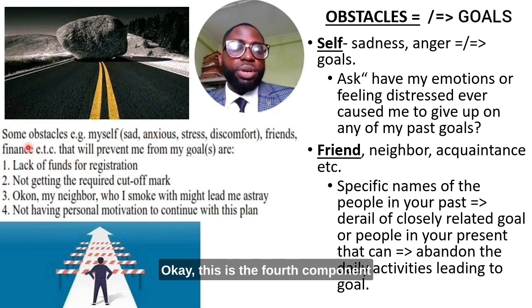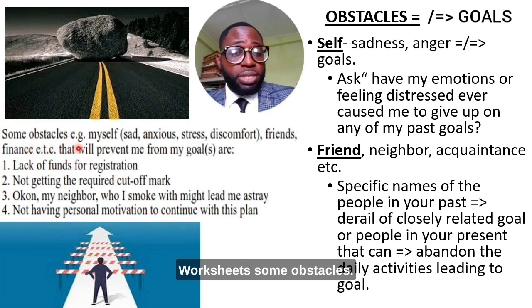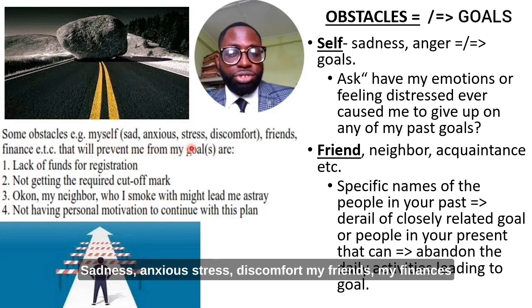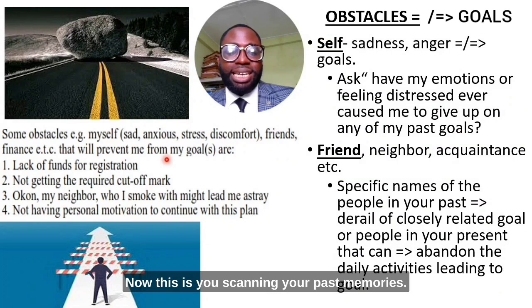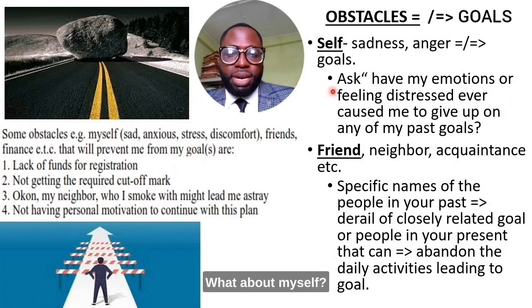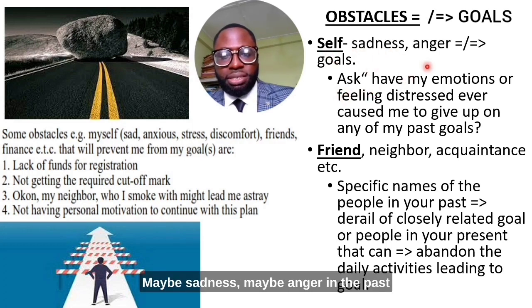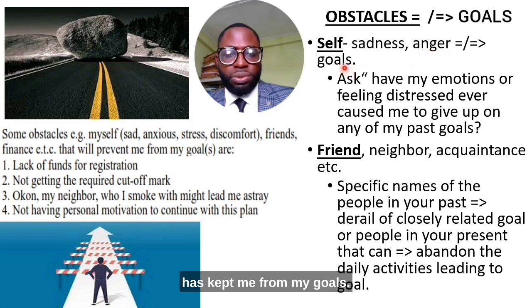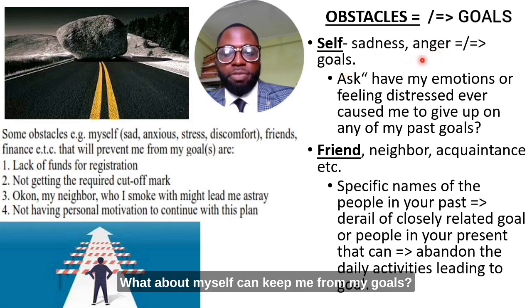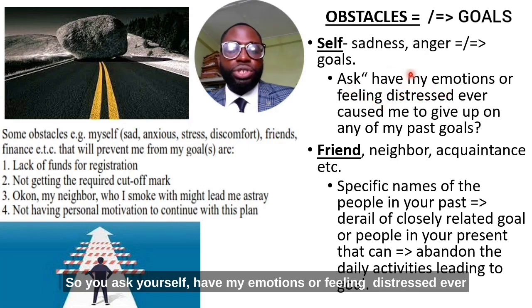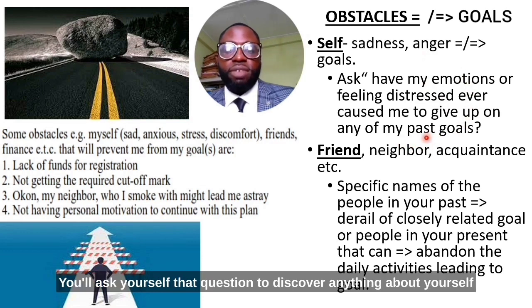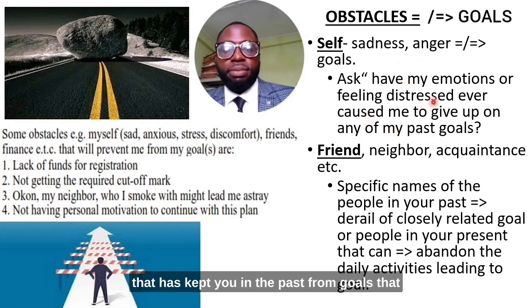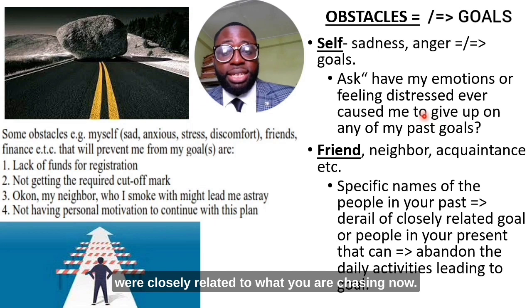Okay, this is the fourth component of the 12-month goal worksheet. Some obstacles, for example myself: sadness, anxiety, stress, discomfort; my friends; my finances that will prevent me from my goals are. Now, this is you scanning your past memories. What about myself? Maybe sadness, maybe anger in the past has kept me from my goals. What about myself can keep me from my goals? So you ask yourself, have my emotions or feeling distressed ever caused me to give up on any of my past goals? You would ask yourself that question to discover anything about yourself that has kept you in the past from goals that were closely related to what you are chasing now.